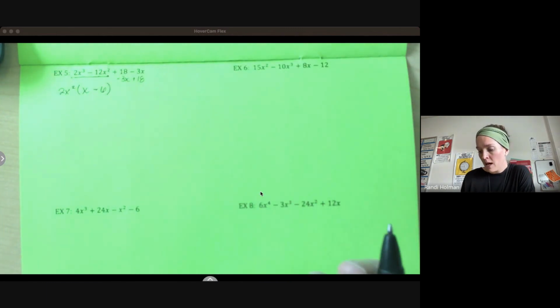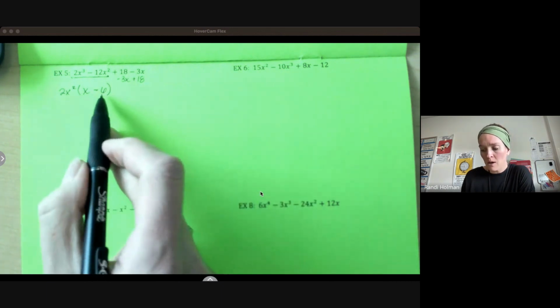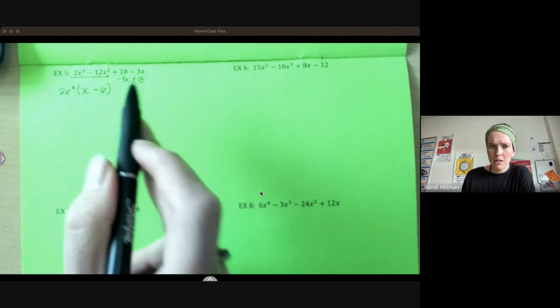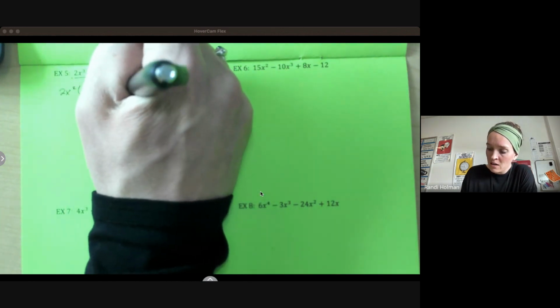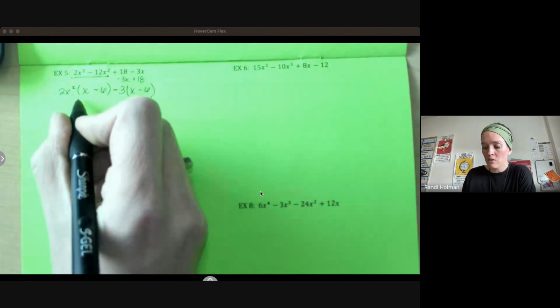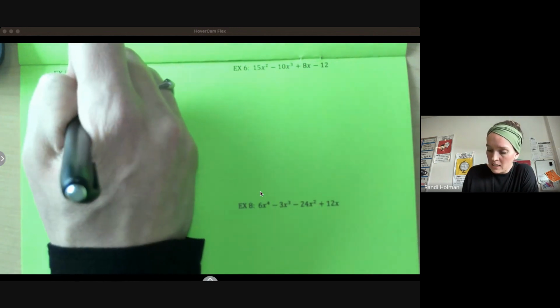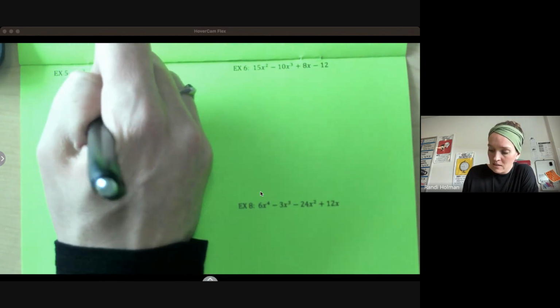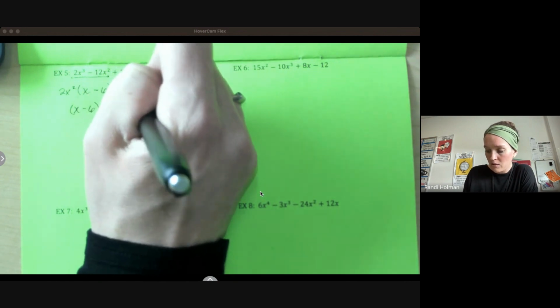And if I pull out a 3, I'm going to be left with negative x plus 6, but I want it to be x minus 6, so I'm going to be a little smarter about what I pull out. I'm going to take out a negative 3, and then I'll be left with x minus 6, so I can see that those factors here match. So now my common factor is x minus 6, and when we pull that out, we're left with 2x squared minus 3.